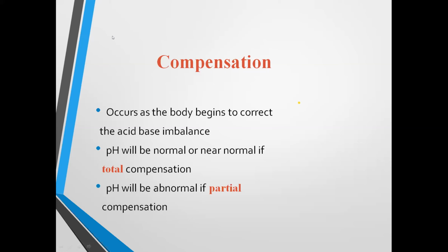As we already mentioned in the previous presentations, in some cases we have compensation. For maintaining normal homeostasis, it is always important that you know the compensation system of the body, so it never leaves you in acidosis or alkalosis. The body begins to correct the acid-base balance. The pH will be normal or near normal at total compensation. The pH will be abnormal at partial compensation. Next.